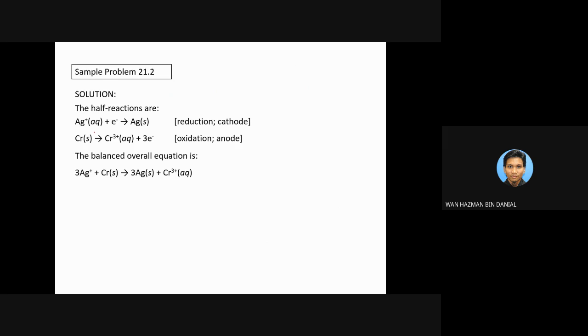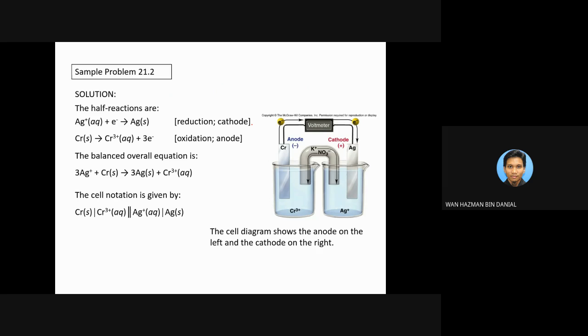Okay, so in this case, kita dah ada cathode dengan anode. And then we balance the overall equation. Yang ni simple je lah kan. Dia tak ada oxygens and hydrogens. Simply balance them. So okay, ada 3 silver. Alright. And then the cell notation, macam tadi, belah kiri ni adalah yang oxidized. So chromium is oxidized, which is the anode at the left side. The right side is the cathode, where the reduction occurs.